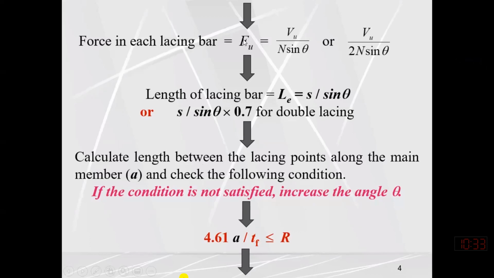And then we resolve the Vu along the length of the lacing because we want to design the lacing. We must know the total factored compressive force acting in the lacing. If we are using single lacing, Fu will be equal to Vu divided by N sine theta. If we are using double lacing, that will be equal to Vu over 2N sine theta. Here N will always be equal to 2 because we are using the lacing on the two faces.